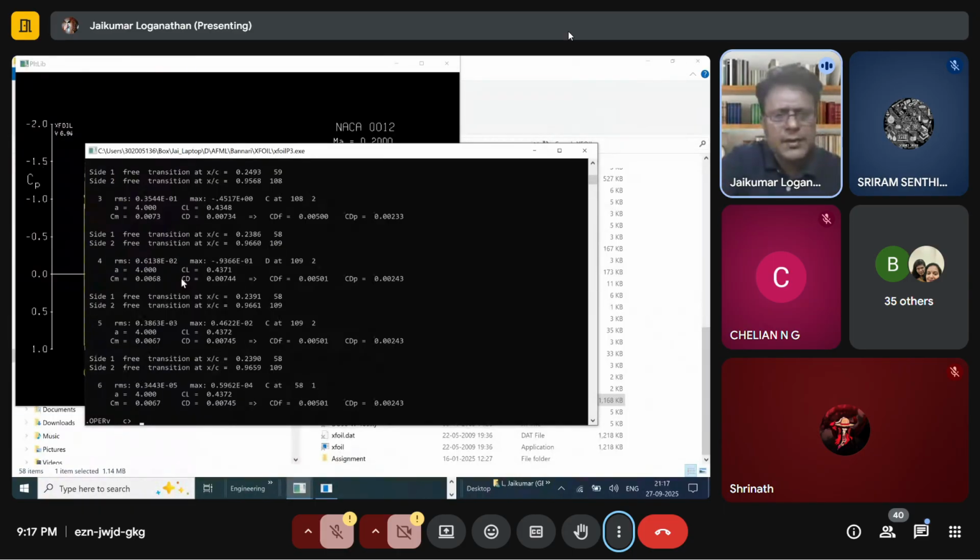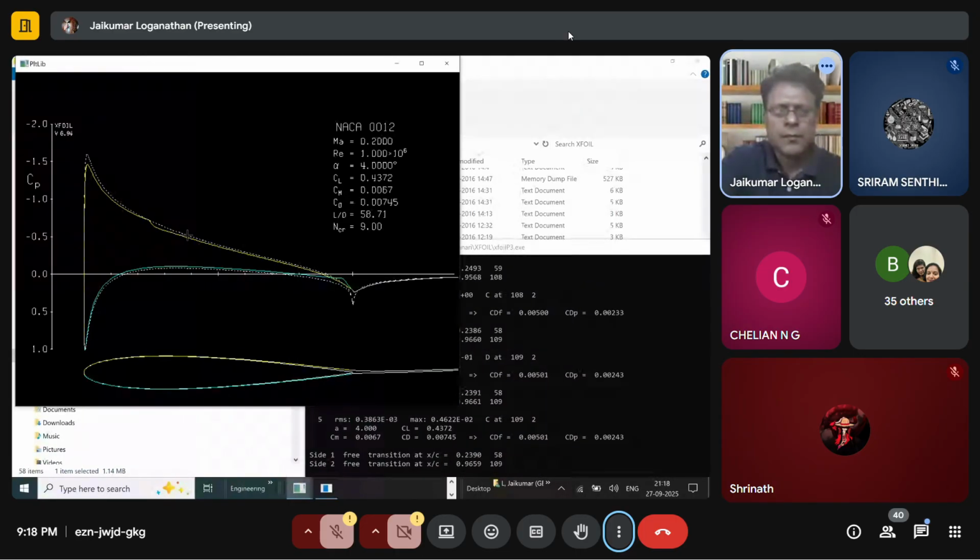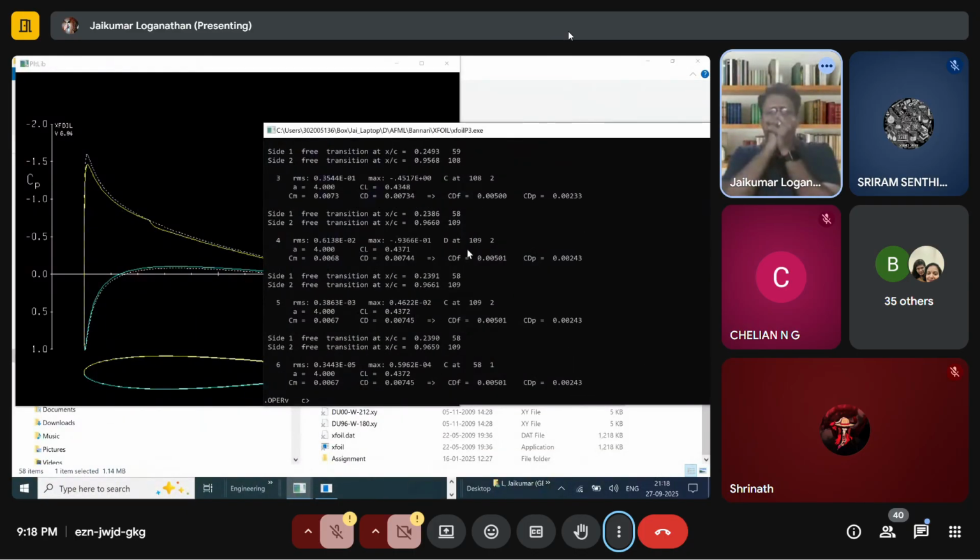So you can see that it converged nicely, and what you are seeing is the CP plot for that angle of attack. Okay. So same parameters, NACA, Mach number, Reynolds number. Alpha is 4 now. It's giving a CL. So at a positive angle of attack, you should get a positive CL. And CM is also there. CD is the total drag, which is a combination of pressure and skin friction. L by D is there, and N critical is 9. So are you guys able to follow so far?